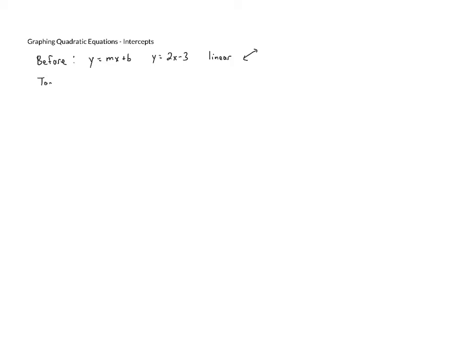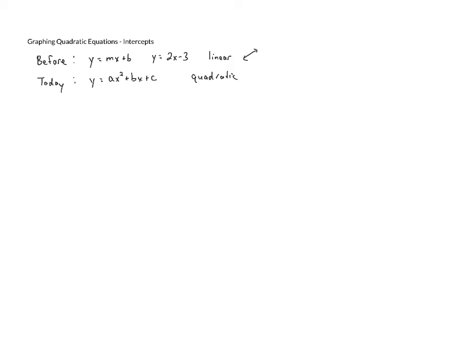Today, we're going to be looking at something different. We're going to be graphing equations in the form y equals ax squared plus bx plus c. These are quadratic equations, specifically quadratic equations in 2 variables, because we've got an x and we've got a y. We're going to be spending this lesson and the next lesson examining these graphs.